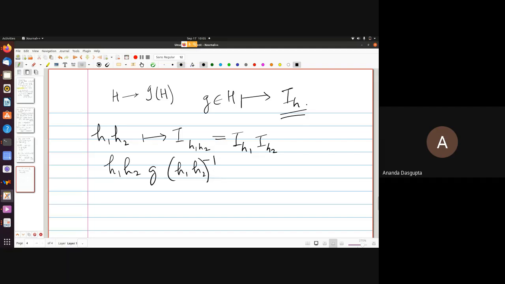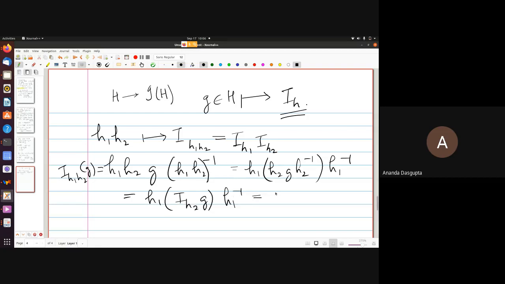But what is I_{H1 H2}? I_{H1 H2} acting on a group element g gives you H1 H2 g H2 inverse H1 inverse, right? So what is that? This is H1 I_{H2}(g) H1 inverse, right? And that's I_{H1} acting on I_{H2}(g). Okay, so this is a homomorphism. This has nothing to do with the center or anything.